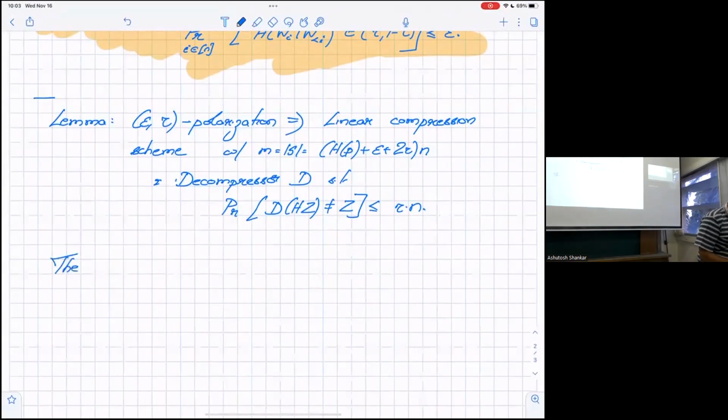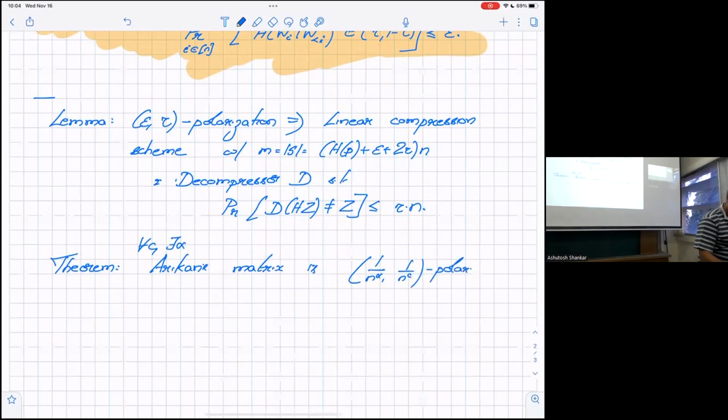And I want to say that the theorem which we will prove is that the above matrix, Arikan's matrix, for all C, there exists an alpha. So Arikan's matrix is an n by n matrix, and this is what it says.